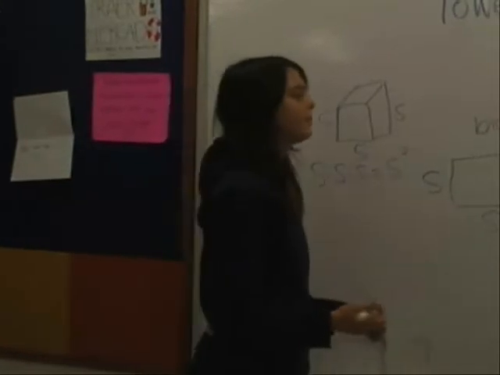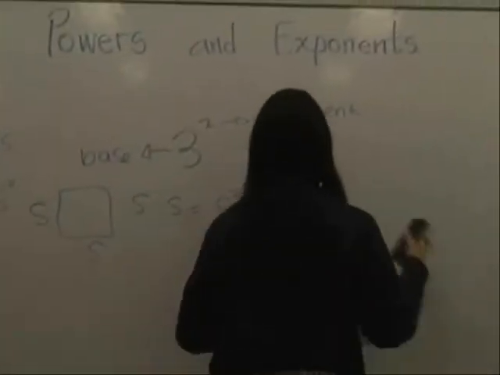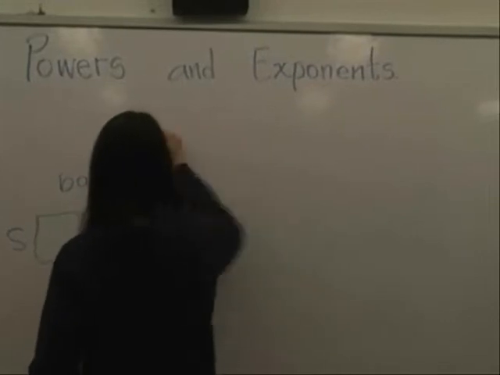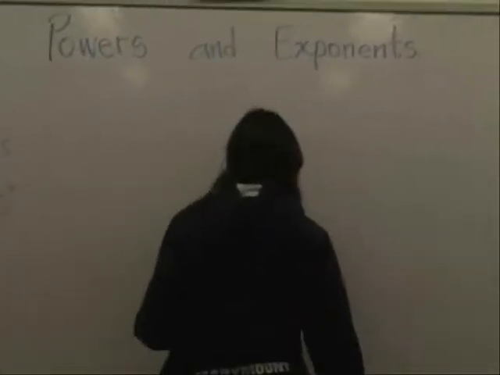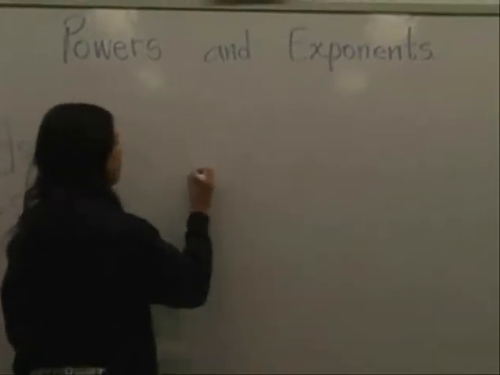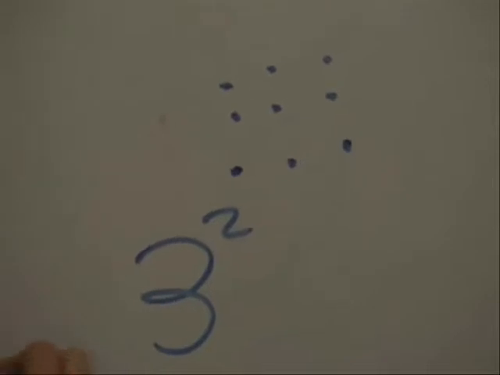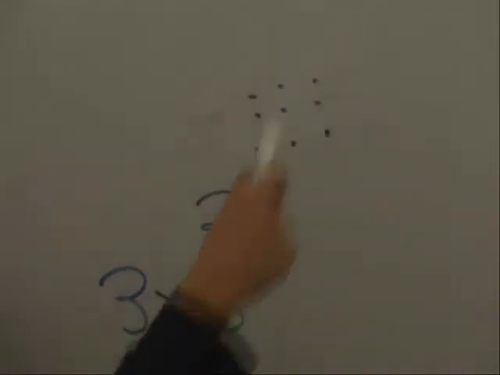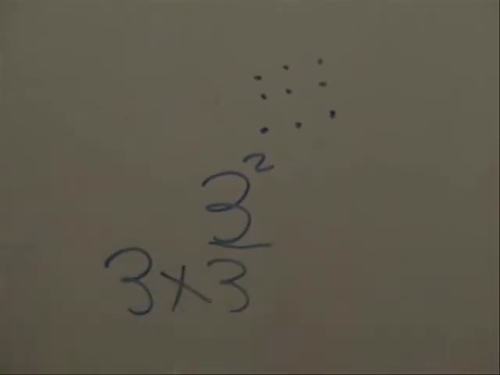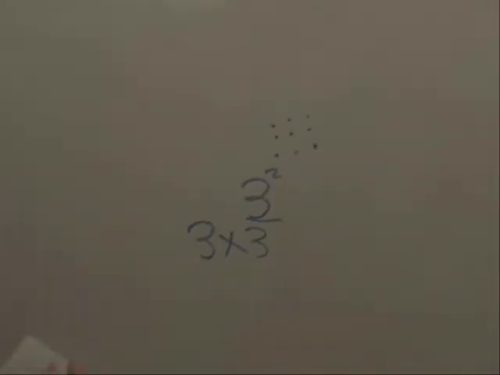Okay, so for example, here you have a kind of square, but with dots. So you see that you have 3 dots horizontal and 3 dots vertical. So this would be 3 to the power of 2. Why? Because it is 3 times 3, 3 times 3, and this is the same as this.